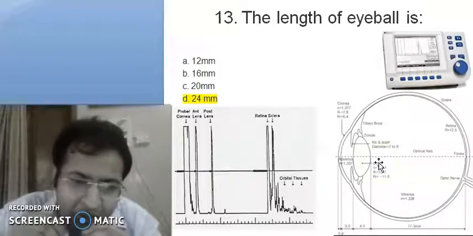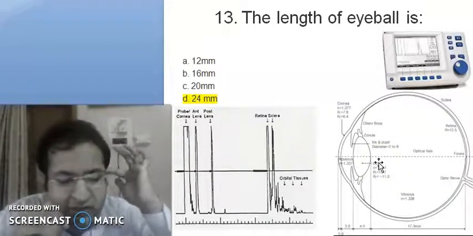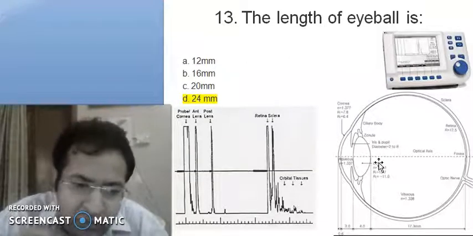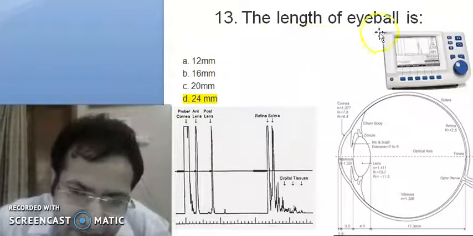The length of the eyeball, as we had discussed in one of the previous questions, the length of the eyeball in adults is 24 mm. How to measure this length?